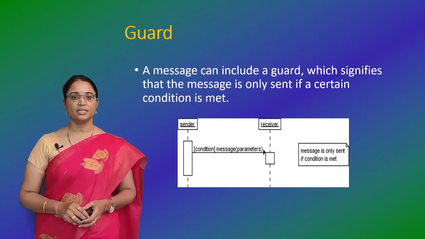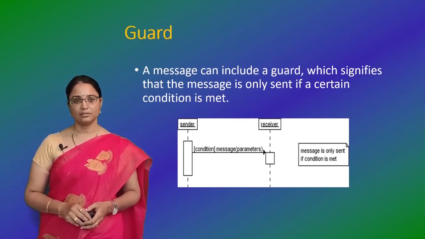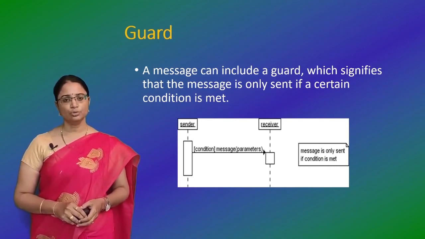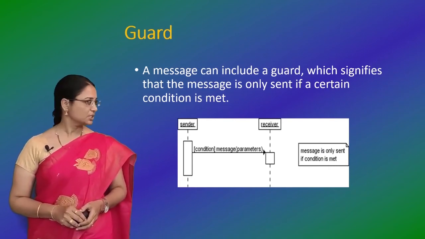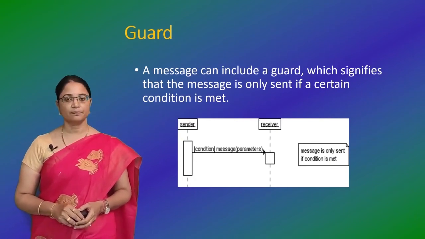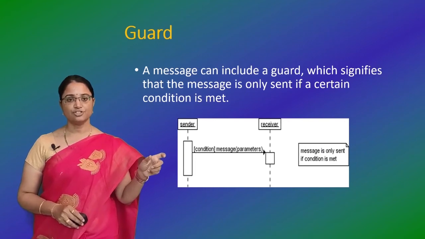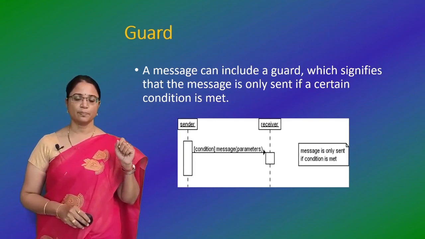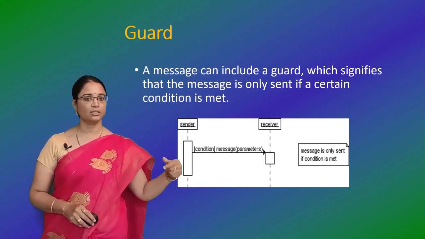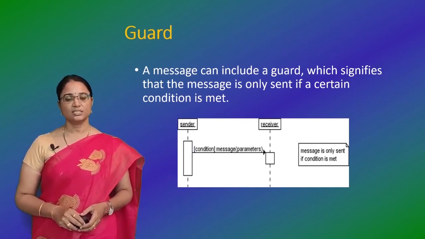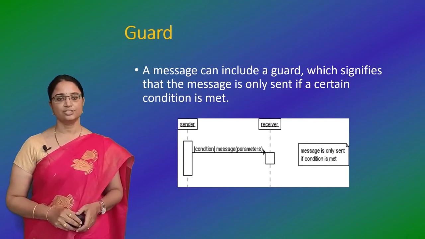So the guard is simply that condition between brackets. Guards are used throughout the UML diagram to control flow. If you see here in the figure, sender and receiver. From the sender we are having some condition, that is nothing but the guard statement. After that we are having some message with the parameters. When the condition is met, the message is sent to the receiver. So the message is only sent when the condition is met.